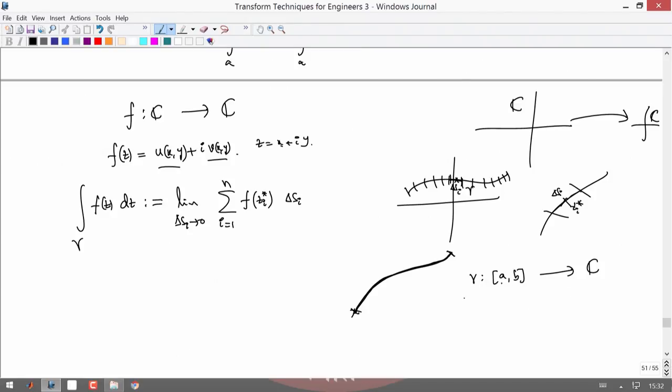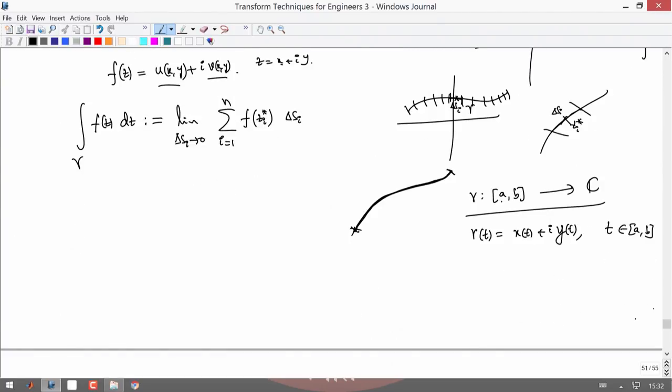So if you make gamma of t, which is x of t plus i times y of t, where t belongs to [a, b], then at t equal to a you have x of a, y of a, that is this point. And at t equal to b, x of b, y of b, that is this end point. So as you move from a to b, x of t, y of t moves along this curve.